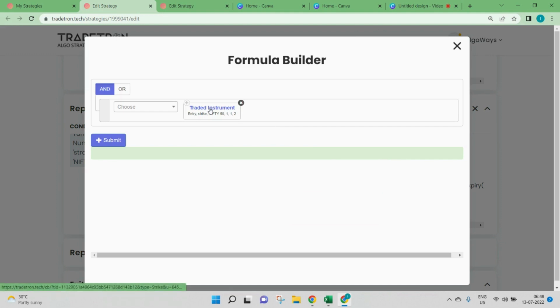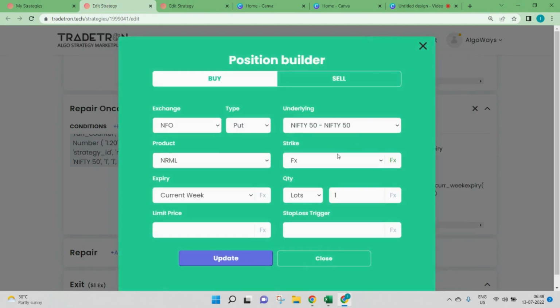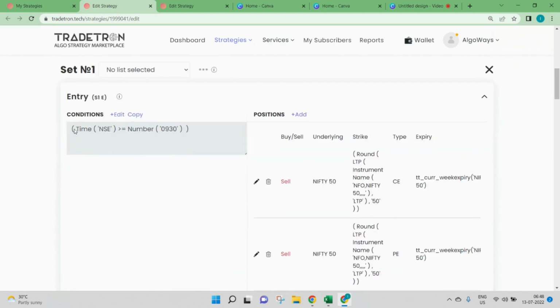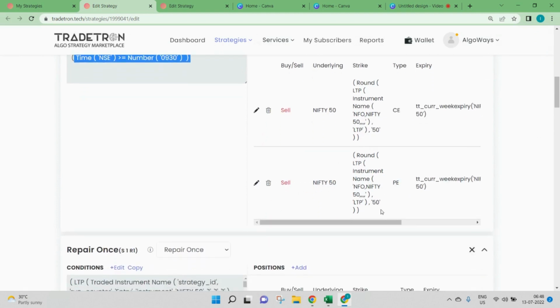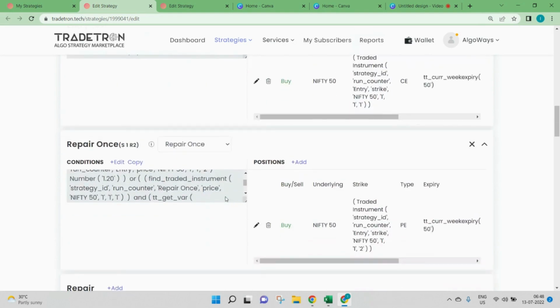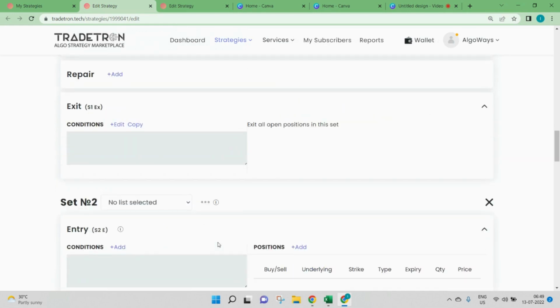So again we are fetching the strike here of the instrument entered by set 1, condition 1, but leg 2. So leg 2 is what? This is the set 1, this is the condition 1, okay, and leg 2 is this one, right? So this way it will exit any leg at 20% and it will shift the other leg's stop loss to its cost in case the first leg has hit the stop loss. So that is all the strategy in this.